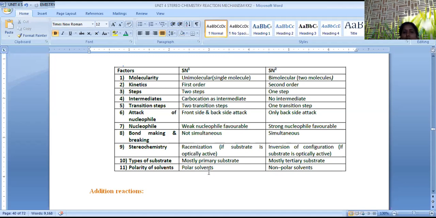Examples of solvent for SN1 are water or methanol. For SN2, either acetone, chloroform or benzene can be taken. This is about nucleophilic substitution reactions, unimolecular, bimolecular, and comparison between unimolecular and bimolecular nucleophilic substitution reactions.